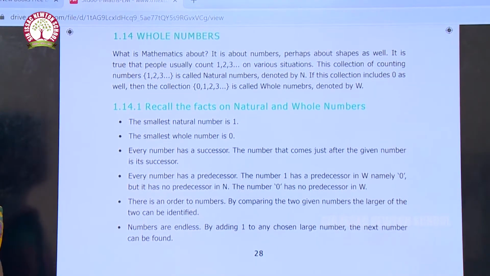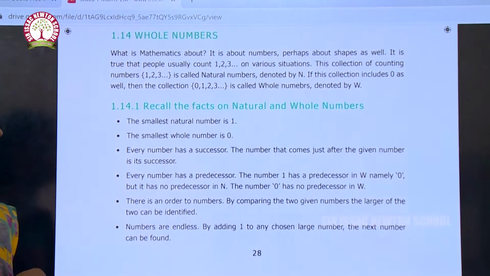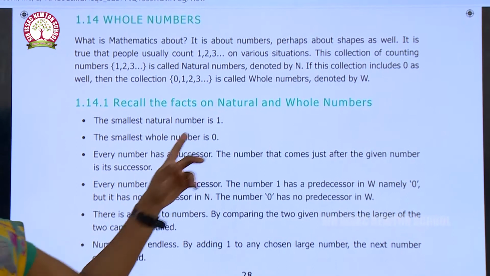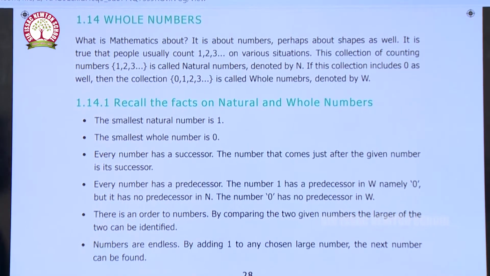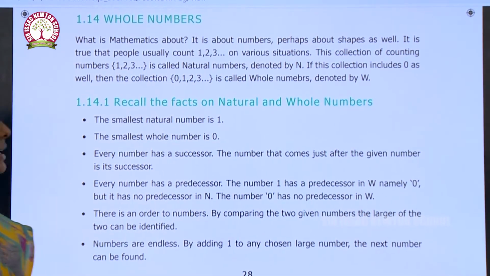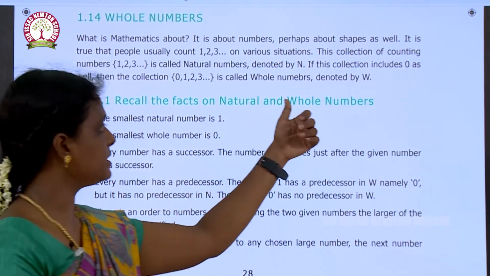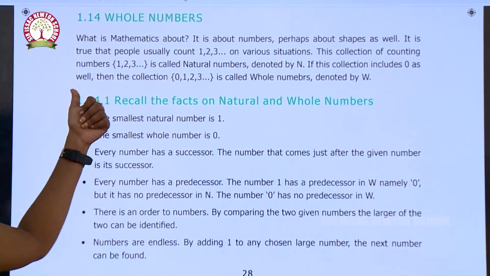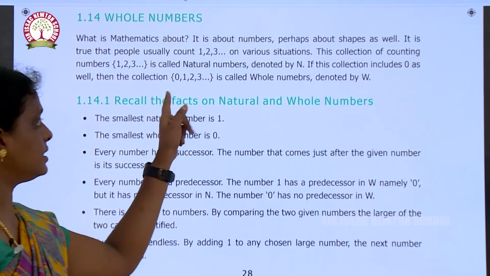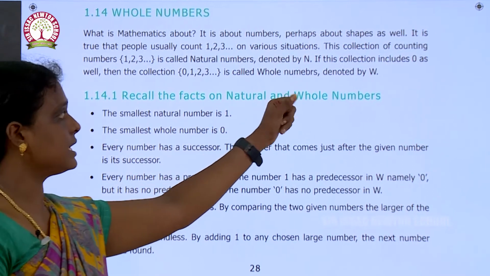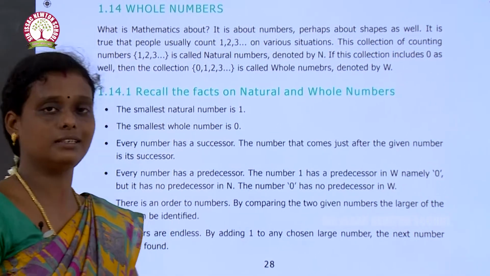So it is true that people usually count 1, 2, 3 in various situations. This collection of counting numbers 1, 2, 3 is called natural numbers, denoted by N. And if this collection includes 0 as well, then the collection 0, 1, 2, 3, etc. is called whole numbers, and it can be denoted by W.